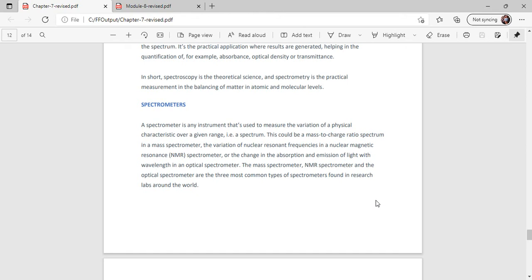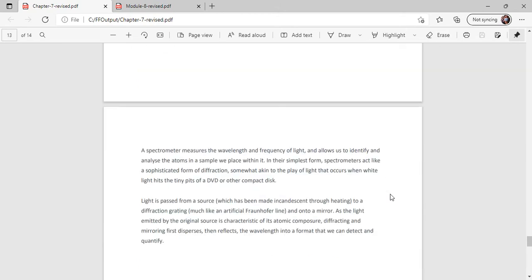Now, let us proceed to our spectrometers. A spectrometer is an instrument used to measure the variation of physical characteristics over a given range. The range is what you call the spectrum or wavelength. This could be a mass-to-charge ratio spectrum in a mass spectrometer, a variation of nuclear resonance frequency in a nuclear magnetic resonance machine or NMR spectrometer, or a change in the absorption and emission of light with wavelength in an optical spectrometer. I will define them one by one. The mass spectrometer, NMR spectrometer, and optical spectrometer are the three most common types of spectrometers found in research labs around the world.